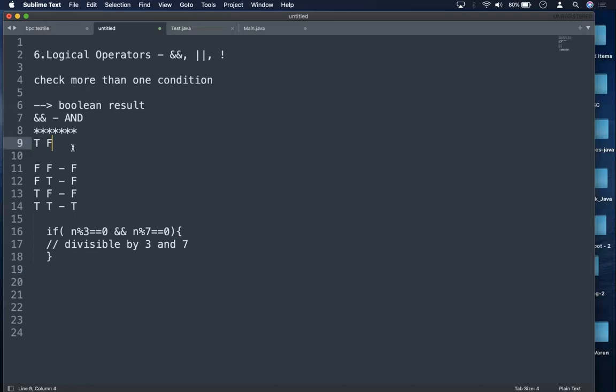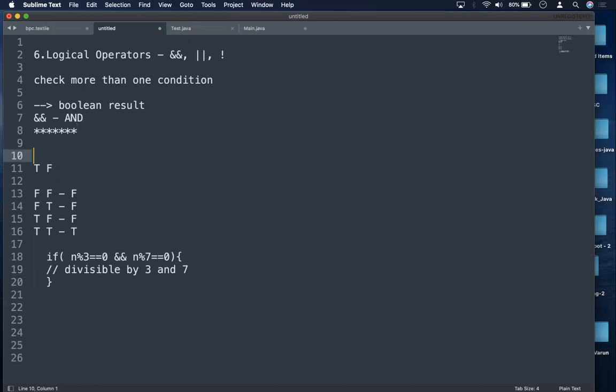Now let's understand the OR operator. The OR operator is two vertical bars, and this is called OR.